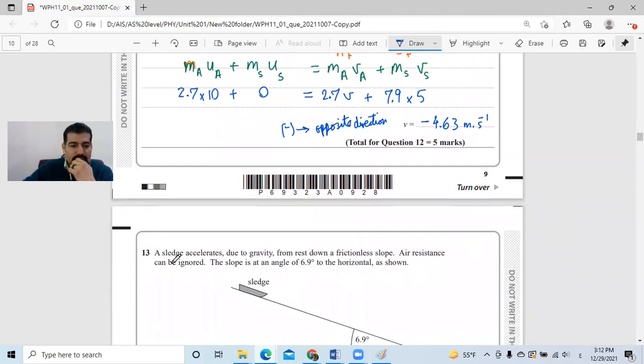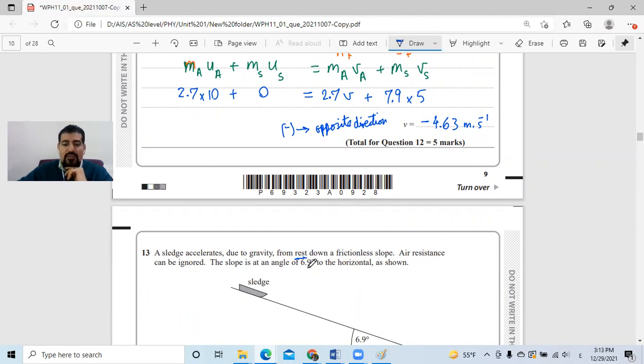Now let's move on. Question 13. A sledge accelerates due to gravity from rest, that means the initial speed is 0, down a frictionless slope. That means when it starts from rest, the friction force and the air resistance will be small. Then as the speed increases, the air resistance increases. Air resistance can be ignored, no problem, okay?